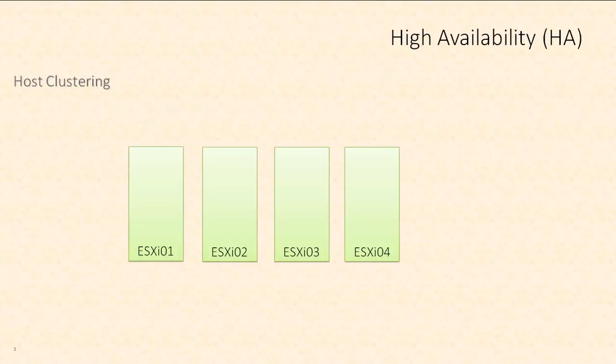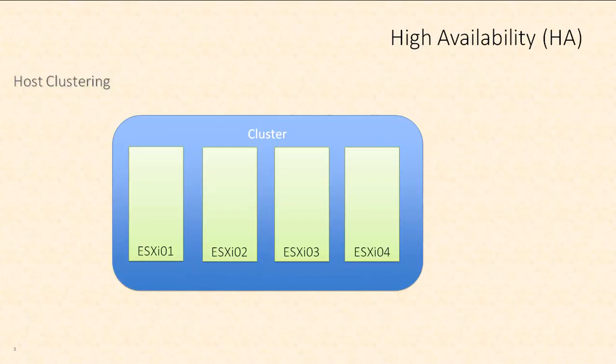So, really quickly, before we get into the specifics of HA, let's talk about what a host cluster is. A cluster is just a group of ESXi hosts that have been associated with each other for some purpose. Maybe that purpose is HA. We want virtual machines to reboot on other hosts if one host fails. Maybe it's DRS, where we want automated load balancing across our hosts. Or maybe it's vSAN, where we want to take the local storage of ESXi hosts and use it to create a shared data store.